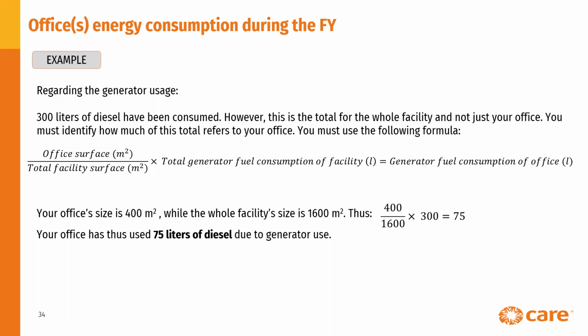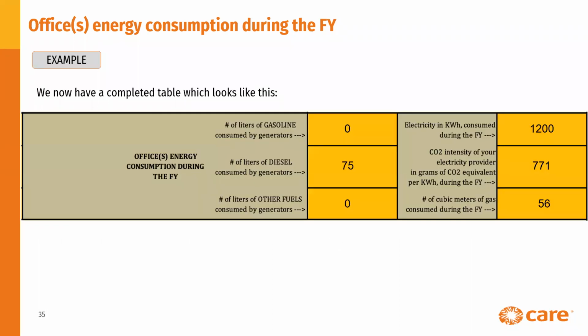And say the office size is 400 square meters, while the whole facility size is 1,600 square meters. Thus, using the formula, we have 400 divided by 1,600, and that is our prime surface factor, multiplied by 300 liters of diesel consumed. This is equal to 75 liters of diesel consumed due to generator use. And this thus fills out the table because we have 0 amount of gasoline and 0 liters of other fuels.